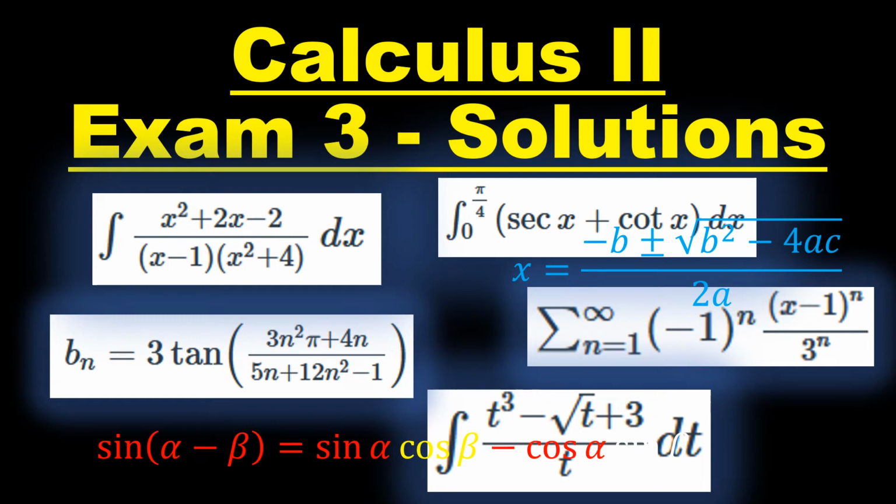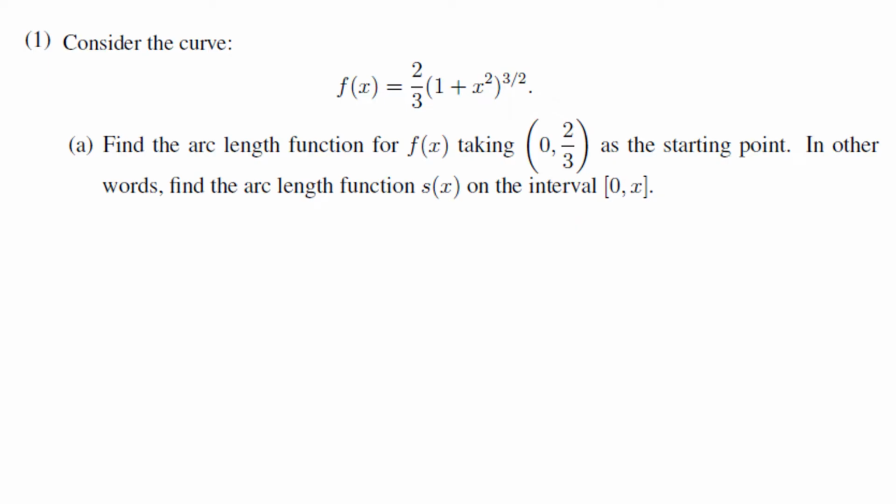So let's look at the Calculus 2 Exam 3 solutions with some detailed information and some explanations why and why not we use a certain technique. So the first question was this one. It's asking you to find the arc length function. So it's not the arc length, but the arc length function.